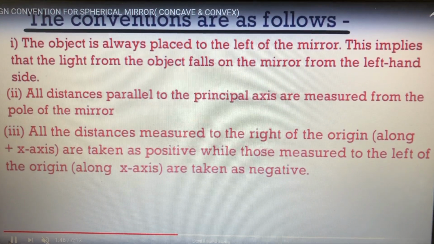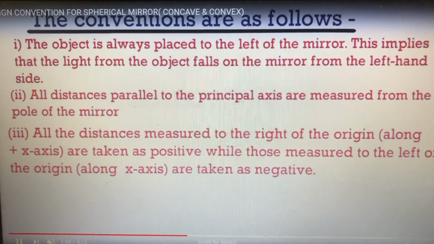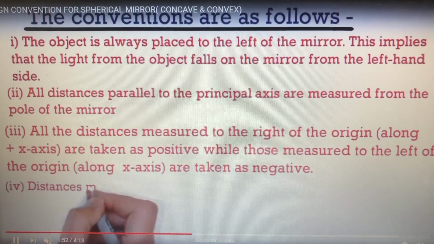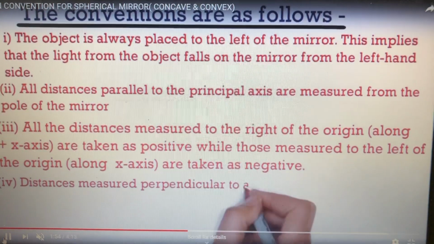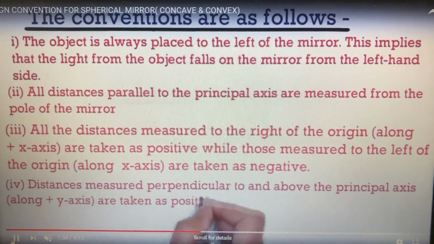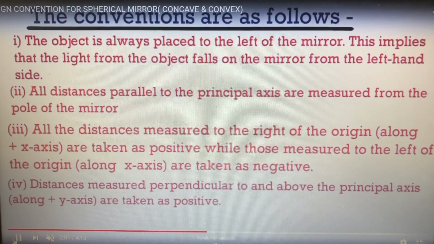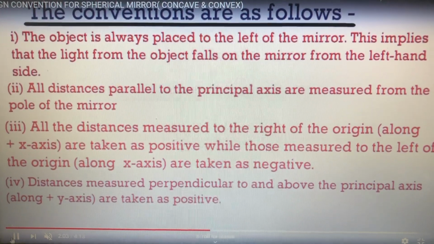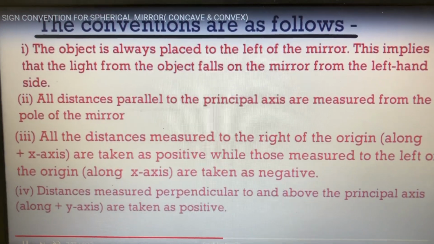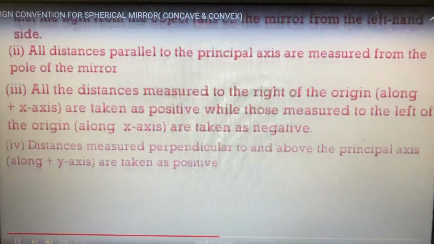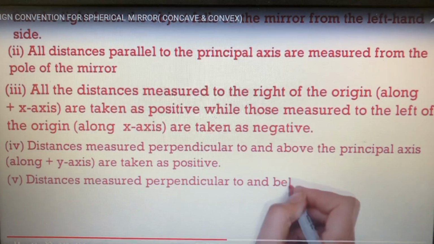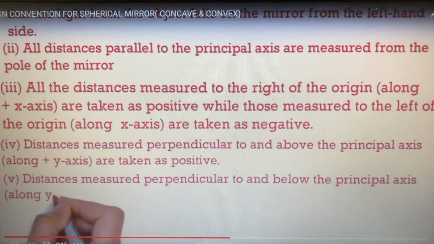We have to keep in mind where the object is placed and where the image is formed. You will be able to apply all these rules only once your ray diagrams are very clear. Distances measured perpendicularly above the principal axis are taken as positive, and those below the principal axis are taken as negative. Means the height of the object is always positive, and the image can be either positive or negative.